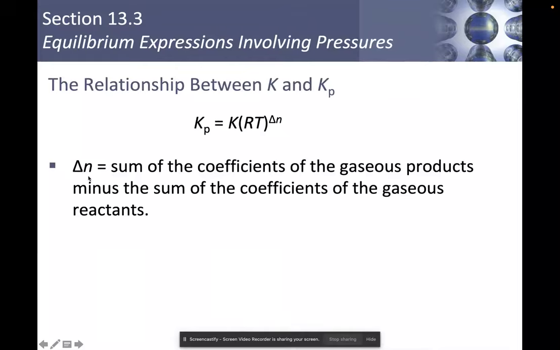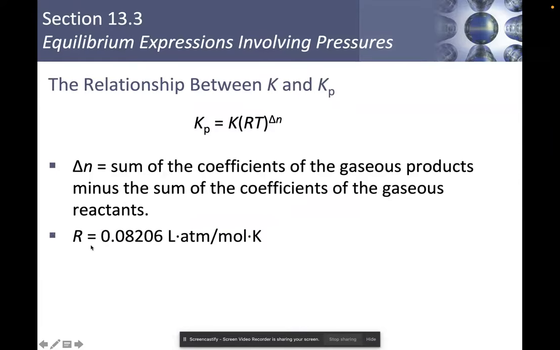So delta n is the sum of the coefficients of your gaseous products. So not liquids, not solids. We're talking about gases here. Minus the sum of the coefficients of your gaseous reactants. So it's products minus reactants. Yes, it can be a negative number, obviously, right? Because it's products minus reactants. So it's possible that you have more reactant than product in the gaseous state in your balanced equation.